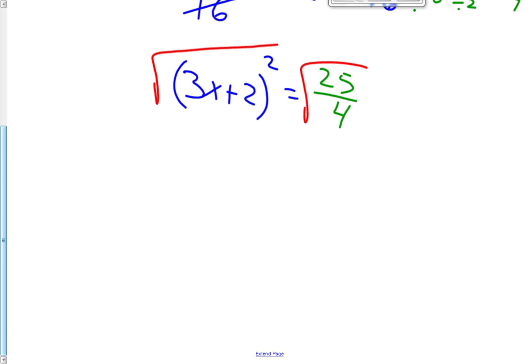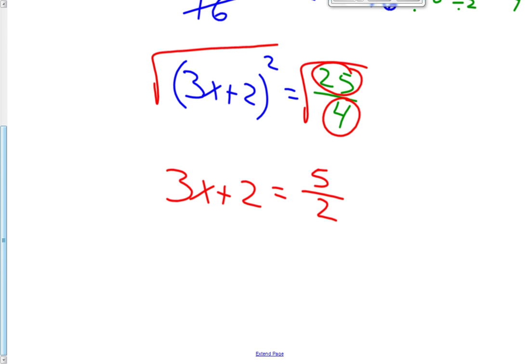So now on the left side, you have 3x plus 2. And what is the square root of 25 fourths? Well, the square root of the numerator is 5. The square root of the denominator is 2. So 3x plus 2 equals 5 halves. And not only 5 halves, but 3x plus 2 also equals a negative 5 halves. Because remember, whenever you square root, you need both the plus and minus. So a positive 5 halves and a negative 5 halves.